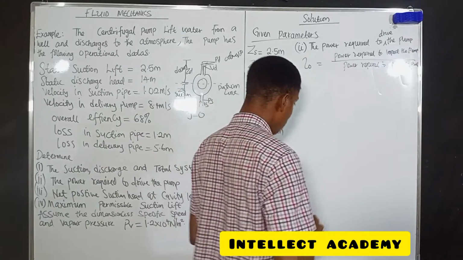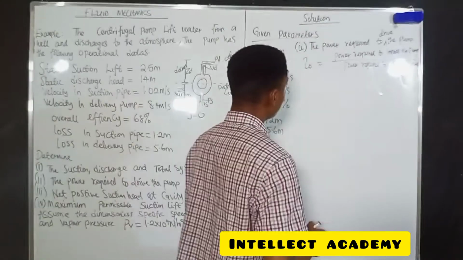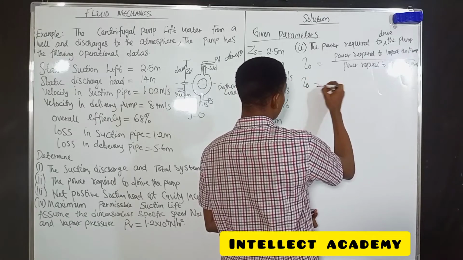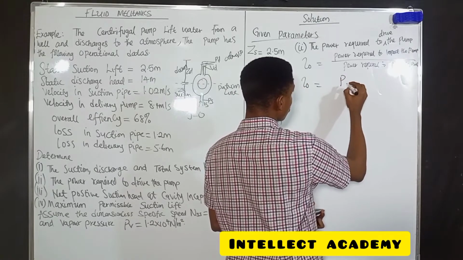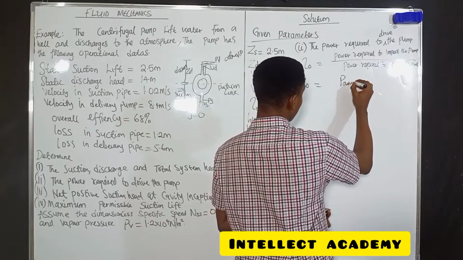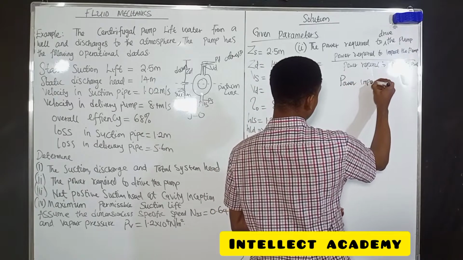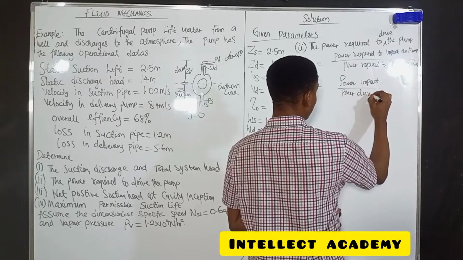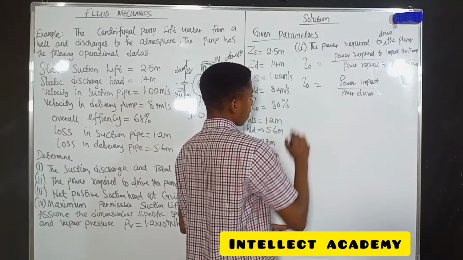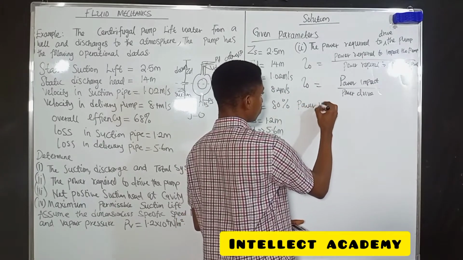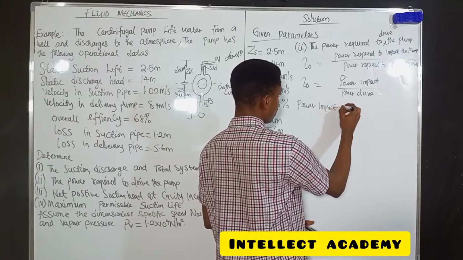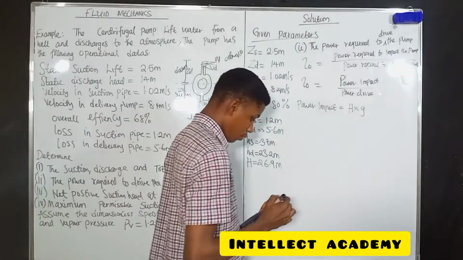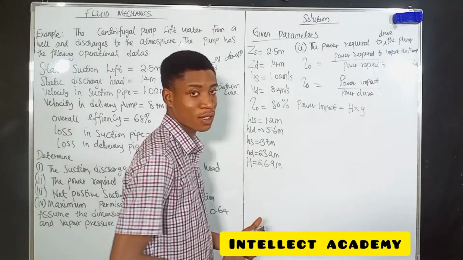So from here you can see that we have the power required to impact the fluid. Let's call it power to impact. So we have power impact over power drive. Power to impact is given by this expression, the total head multiplied by gravity. Very, very important equation in the course.